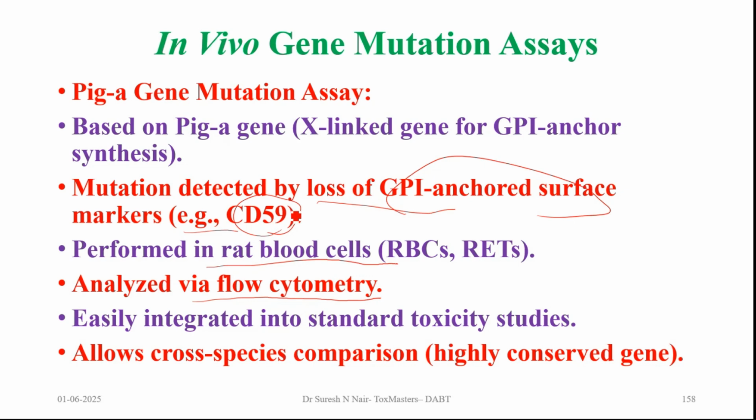This is due to the carcinogenic effect of the compound. Why this is very important is because it allows cross-species comparison. It is not only applicable to the rodent, it can be applicable from rodents to even human beings, because it is a highly conserved gene. The Pig-a gene is highly conserved in all mammalian species.